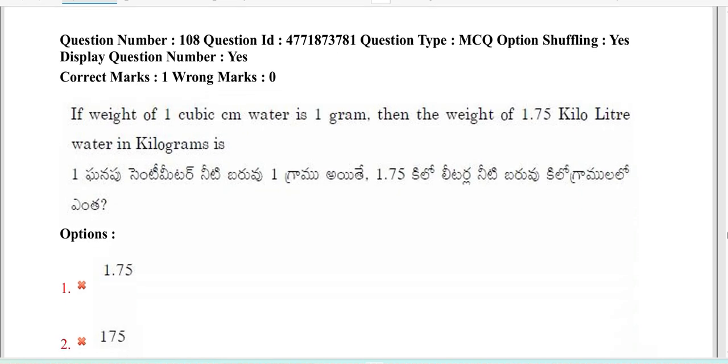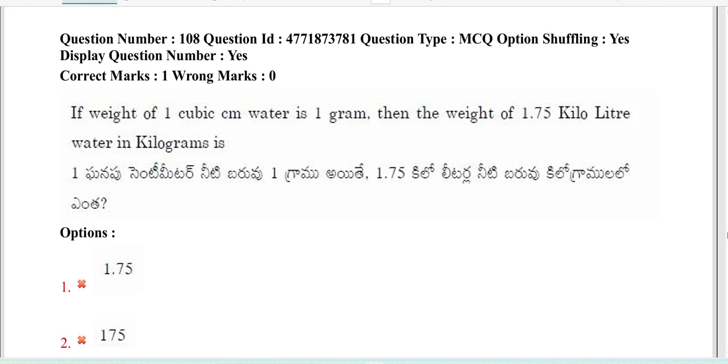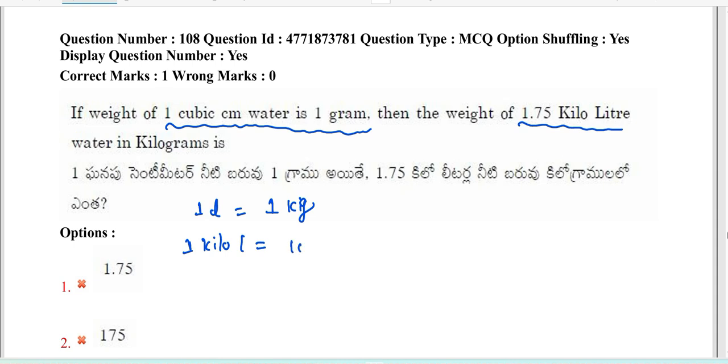Okay, now let us see this next question. Question number 108. The weight of 1 cubic centimeter of water is 1 gram. Then the weight of 1.75 kiloliters of water in kilograms, that we are asked to find out. Here, what is given? We have given 1.75 kiloliters of water, and that should be converted into kilograms. So, firstly, what do we know? We know that 1 liter, okay, 1 liter is equal to how many kilograms? 1 kilogram. Okay, 1 kg. 1 liter is equal to 1 kg, that we know. And 1 kiloliter is equal to 1000 liters.